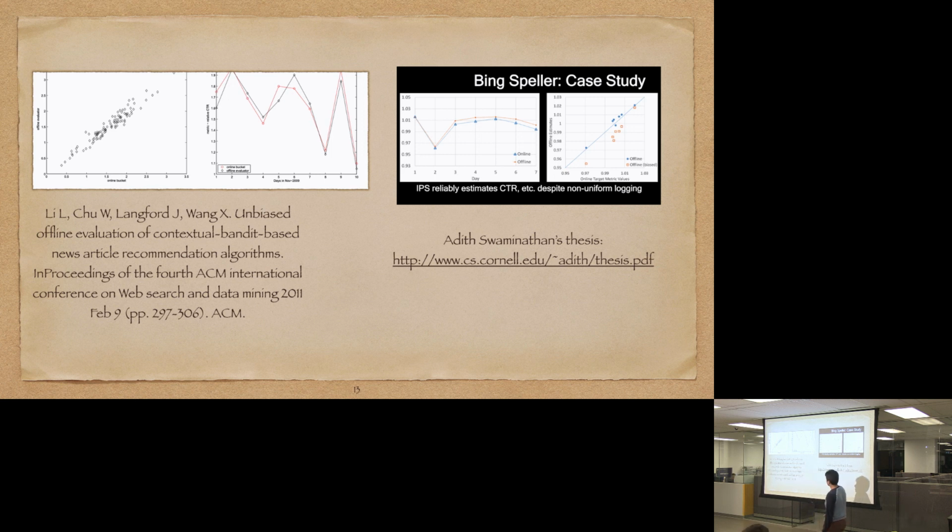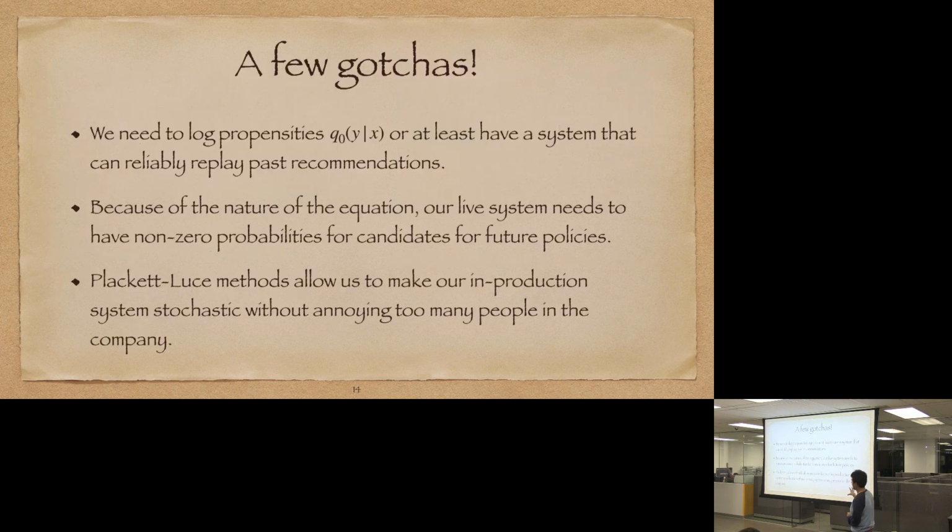Yahoo predicted click-through rates and arbitrary internal metrics arbitrarily well just using offline data. And Microsoft has managed to predict click-through rates just using offline data. So why don't we do this? There are a few difficulties in implementing this, and I'm going to mention that next.